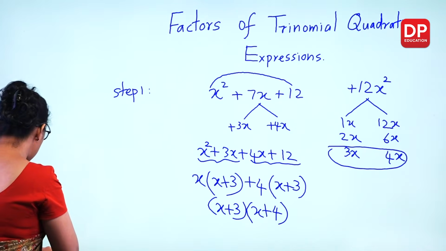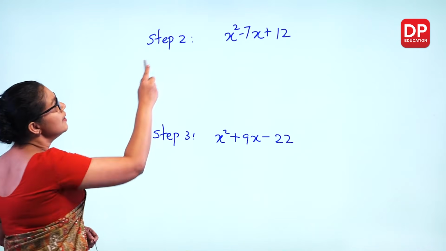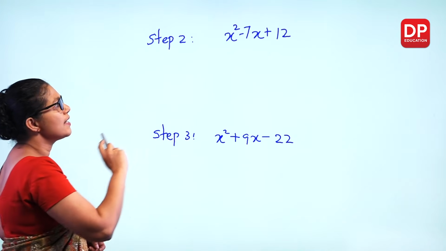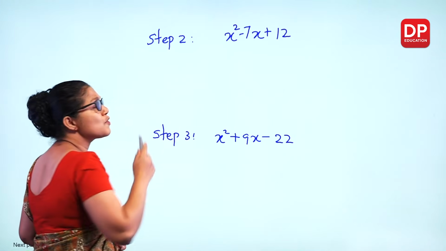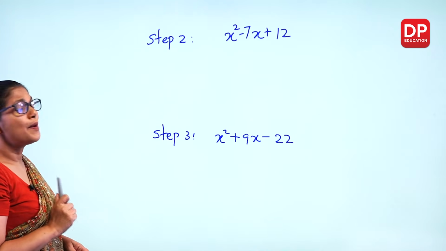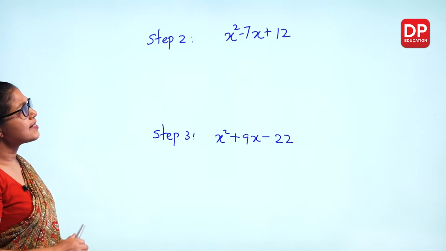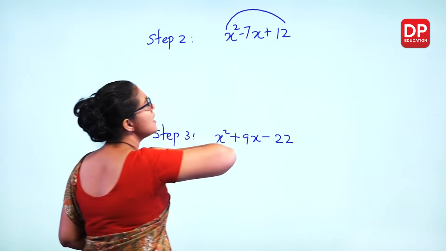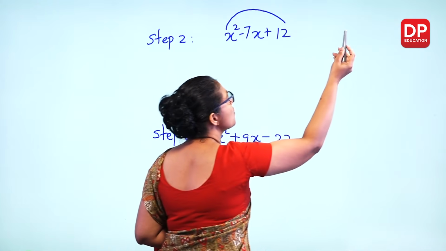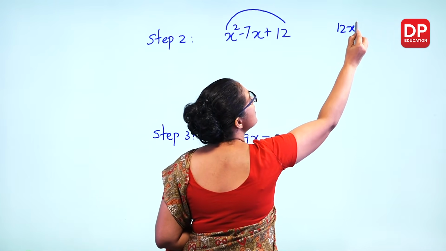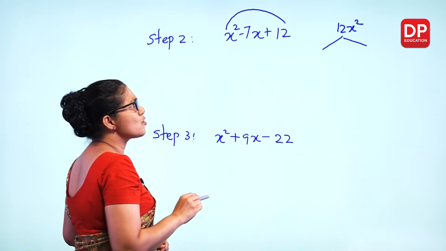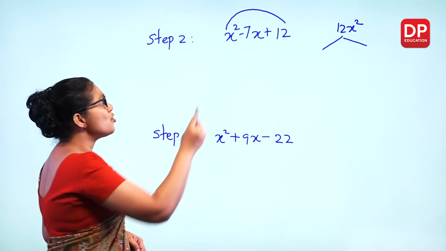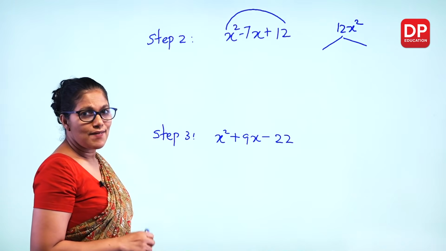Now we'll take another example in step 2. Here what's the difference between this one and the previous one? Earlier these two terms were positive. Now the middle term is negative and the last term is positive. But we are following the same procedure. We multiply these two, x squared and 12, you get 12x squared. Now see what the factors are to get plus 12x squared. But when you add the two factors, you should get minus 7x.